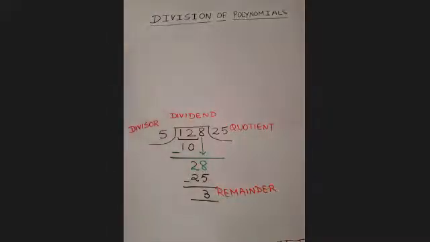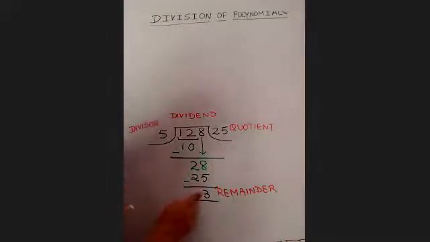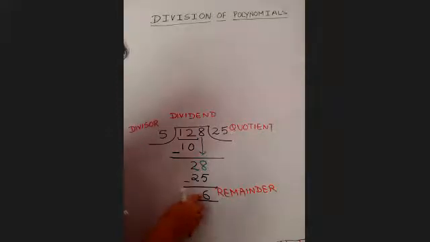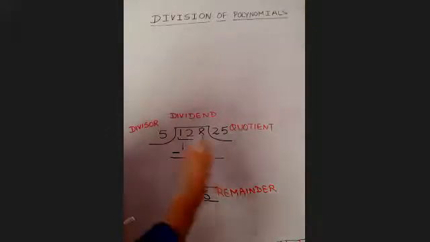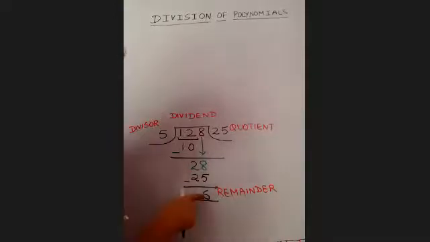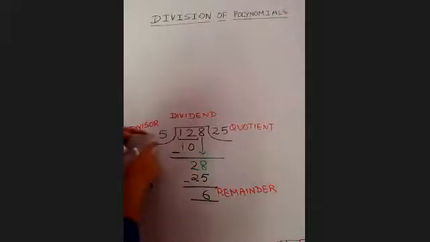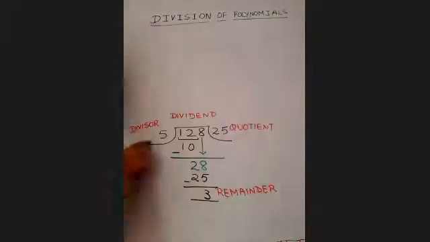Now just keep one thing in mind. Had there been a number greater than 5, suppose we had 6 here, then will 6 be the remainder or are we going to divide further? Ma'am, we are going to divide further, because a remainder cannot be greater than or equal to the divisor.